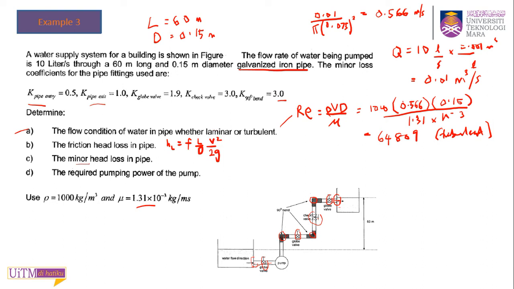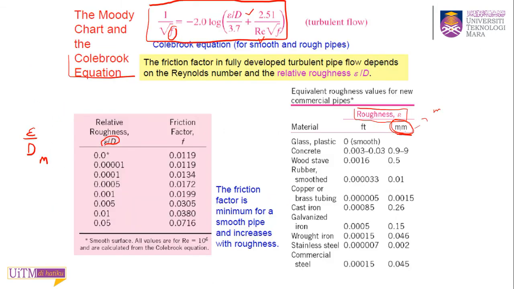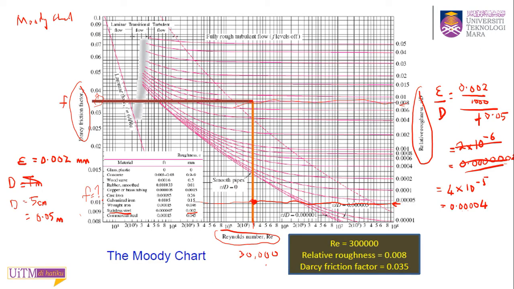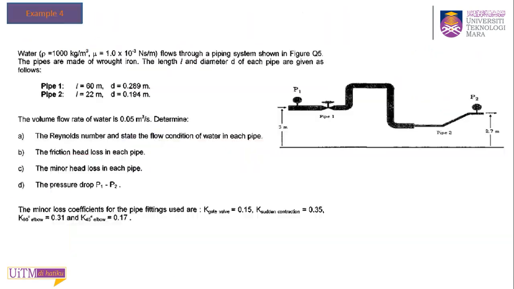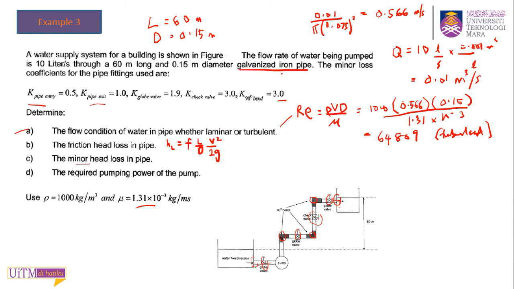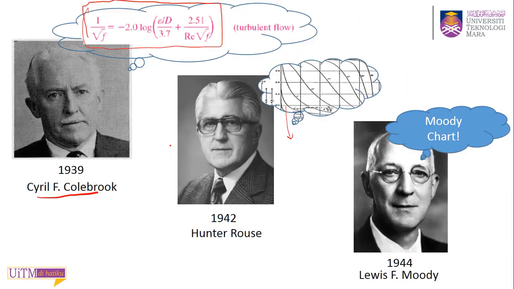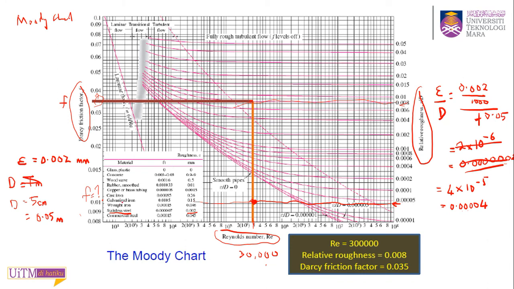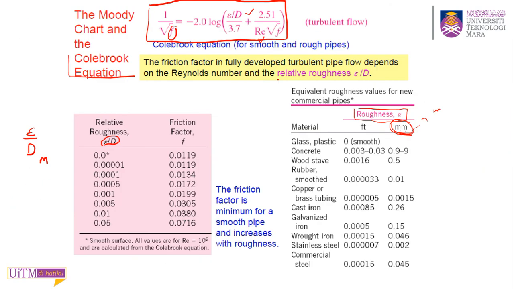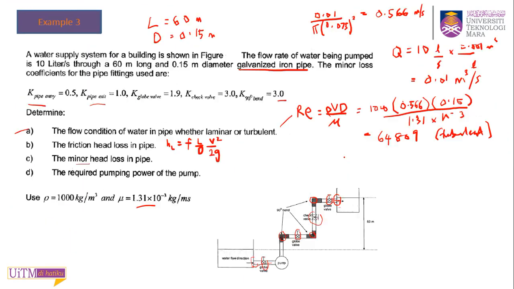Okay, so this is turbulent, so that means you need to use a Moody chart to find your F. From the Moody chart, where is the Moody chart? Okay, here. The material is galvanized iron. So you look from your chart, the galvanized iron is 0.15. The roughness is 0.15. So that's your roughness for this pipe.